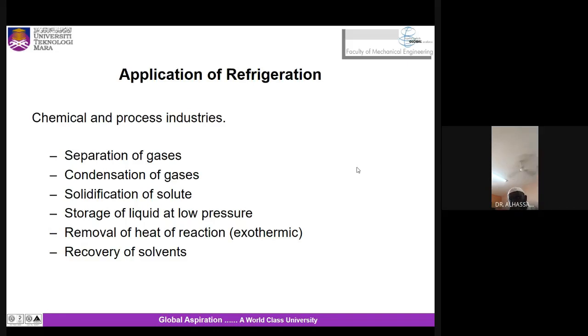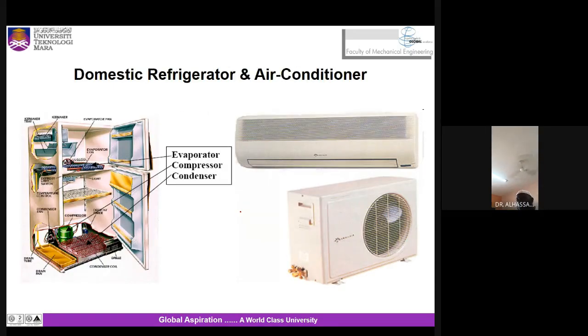Then application of refrigeration in chemical and process industry: the separation of gases, condensation, solidification of solids, and then removal of heat, exothermic reactions, and recovery of solvent, like this. And then we have domestic refrigeration, air conditioning also.